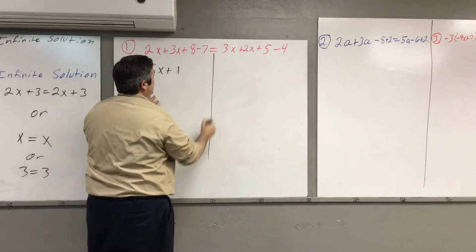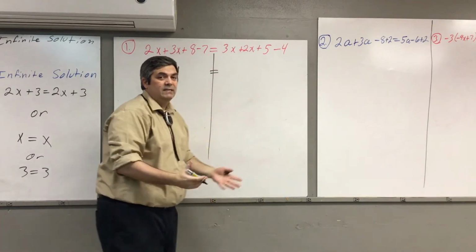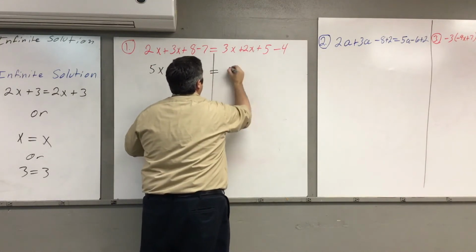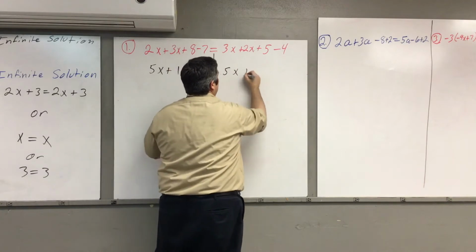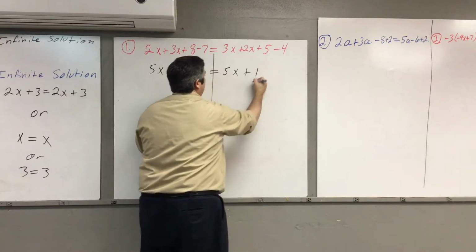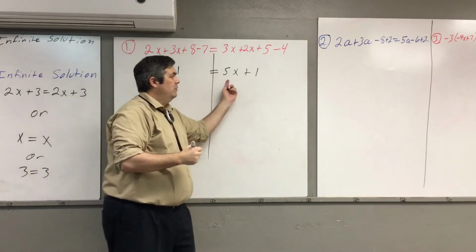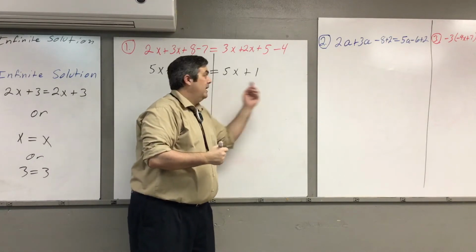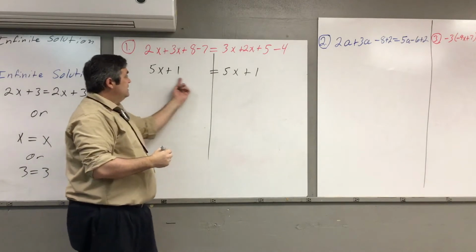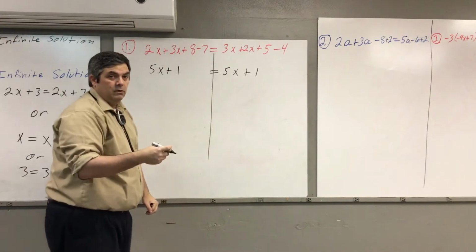So 5x plus 1 equals, and then I'm going to come over here onto this side, and I'm going to do the exact same thing. Okay, 3x plus 2x, well, 3x plus 2x is 5x, plus 5 minus 4, 5 minus 4 gets me 1. And then look, this is identical to this. I could continue to solve this out if I would like, but as soon as this is identical to this, I know I have infinite solutions. So that's going to be my answer.